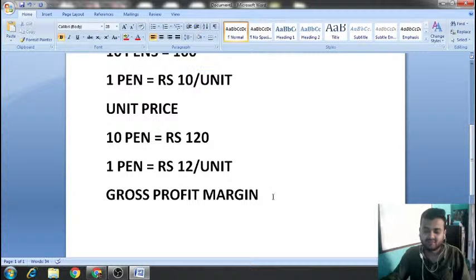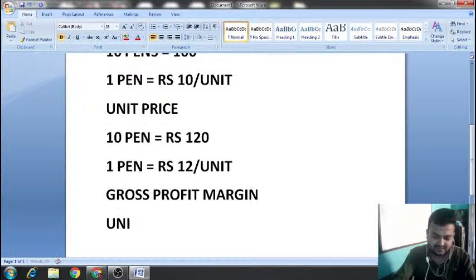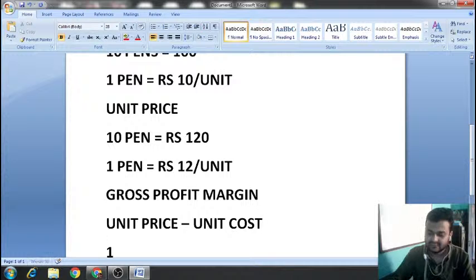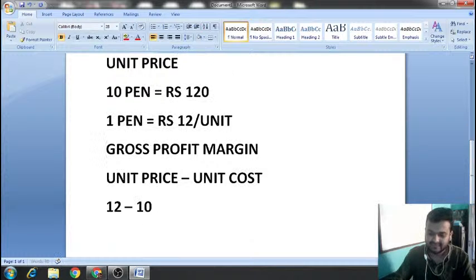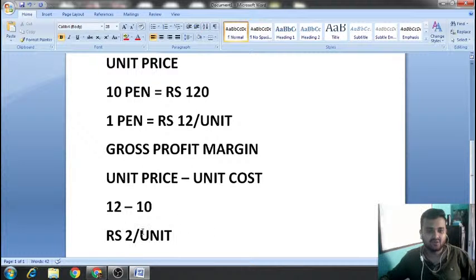And how will you find out gross profit margin? That is unit price minus unit cost. That is 12 minus 10, which equals rupees 2 per unit. So this is how you find out your gross profit margin, which means if you're selling one pen at rupees 12 and the cost of that pen is rupees 10, then your profit will be 12 minus 10. This is your selling price and this is your cost price. So 12 minus 10, that is rupees 2 per unit. Clear?